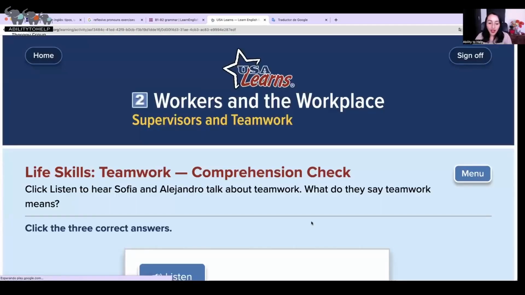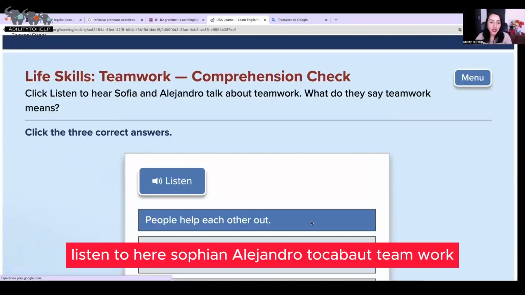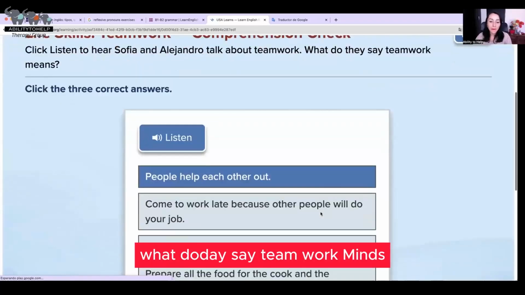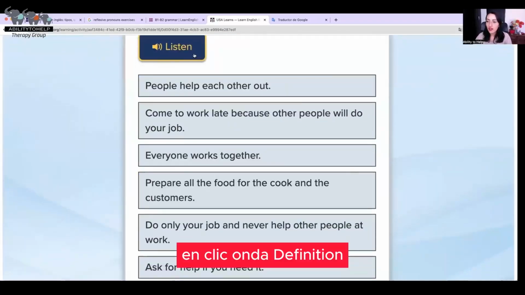Then, click, listen to hear Sofia and Alejandro talk about teamwork. What do they say teamwork means? And click on the definition.